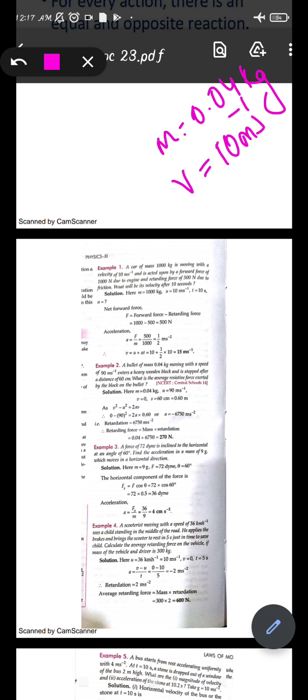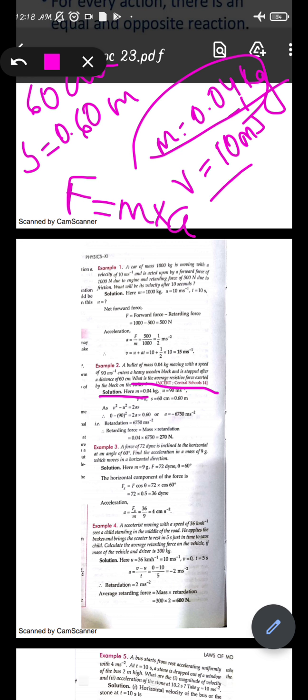So he covered a distance of 60 centimeter. Now distance is given by s, because we will be using equation of motion. So s is given as 0.60 meter. If we convert 60 centimeter into meter, on dividing it by 100, we will get 0.60 meter.